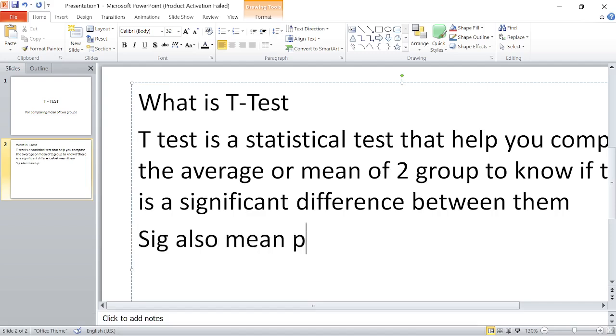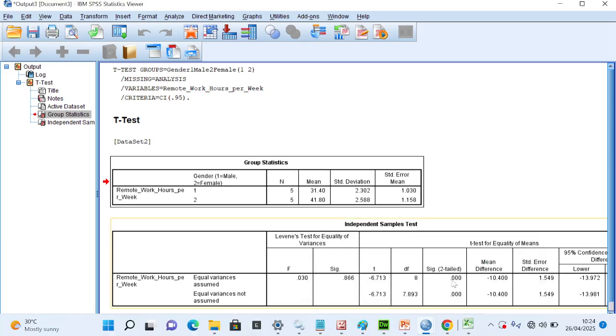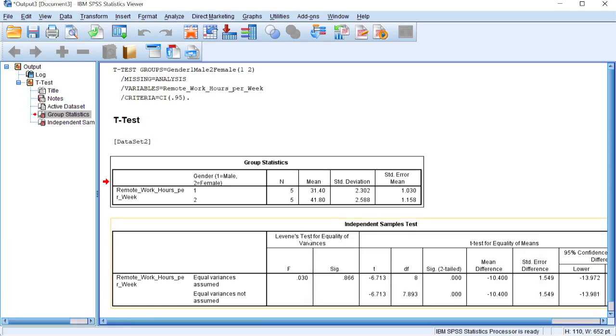it also means P value. Please take note of this. SIG also means P value. And please take note, I'm not talking about the normal SIG. There's a SIG here, the Levene's test for equality. It's just to test equality of variance, so you don't need this one. It's this second one you need.